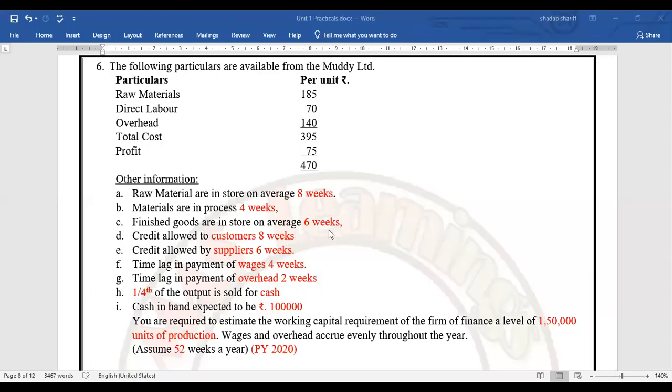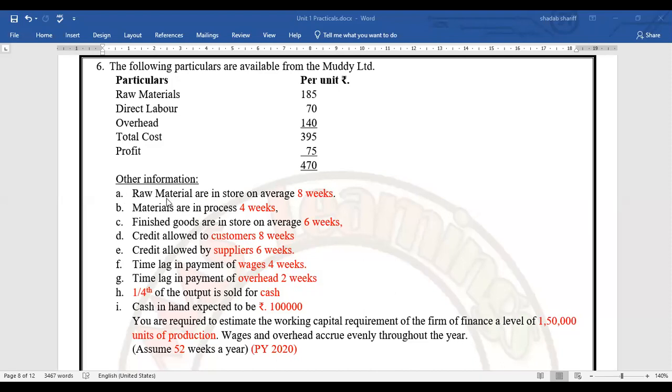Hello everyone. In today's class, we will solve one previous year question paper. This is from Mysore University, and here we have to find out the working capital requirement of a company. The following particulars they have given from Module Limited, particulars per unit data also they have given.